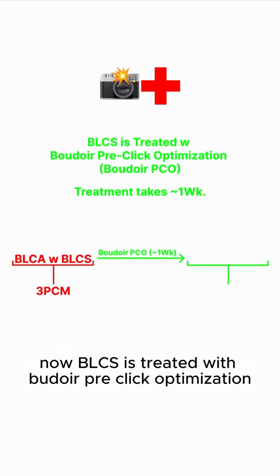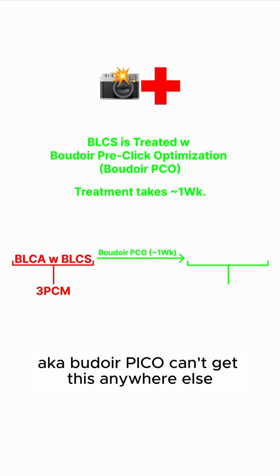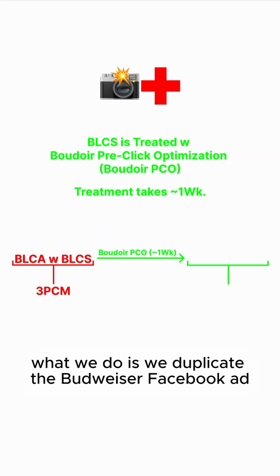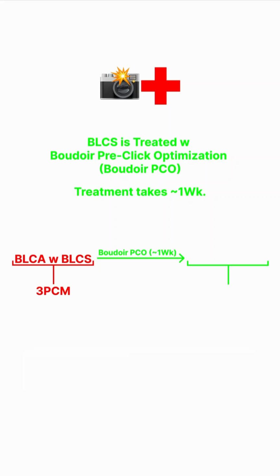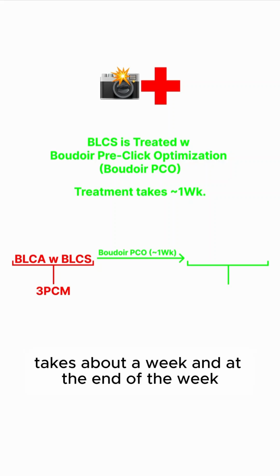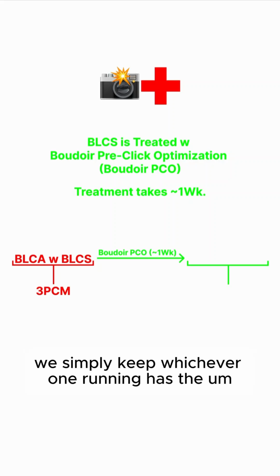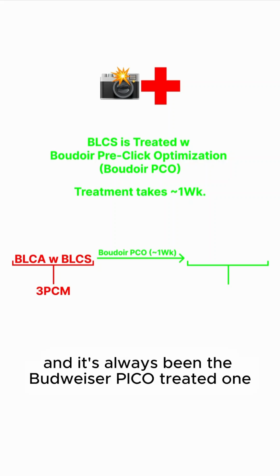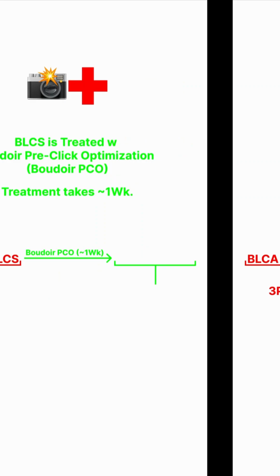And now BLCS is treated with Boudoir pre-click optimization, aka Boudoir Pico. Can't get this anywhere else. We invented it. And treatment with this takes about a week. What we do is we duplicate the Boudoir Facebook ad, leave the original one as it is, on or off, whatever. We treat the duplicated one with Boudoir Pico, takes about a week, and at the end of the week, we simply keep whichever one running has the best metrics. And it's always been the Boudoir Pico treated one.